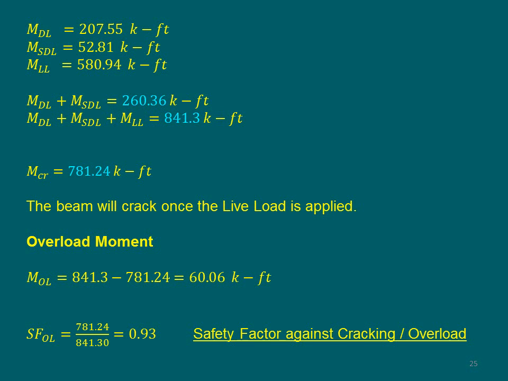Now we have here the safety factor against cracking. Safety factor is going to be equal to the cracking moment divided by the total moment. It's going to be 0.93. This means once you are at 93% of the total service load, your beam is going to crack. And this is the indication that we're looking for as a safety factor against cracking. Let's assume for a second that the cracking moment is higher than the total service load. Now, your safety factor against cracking is going to be more than 1, which means your beam is not going to crack according to the given service loads.